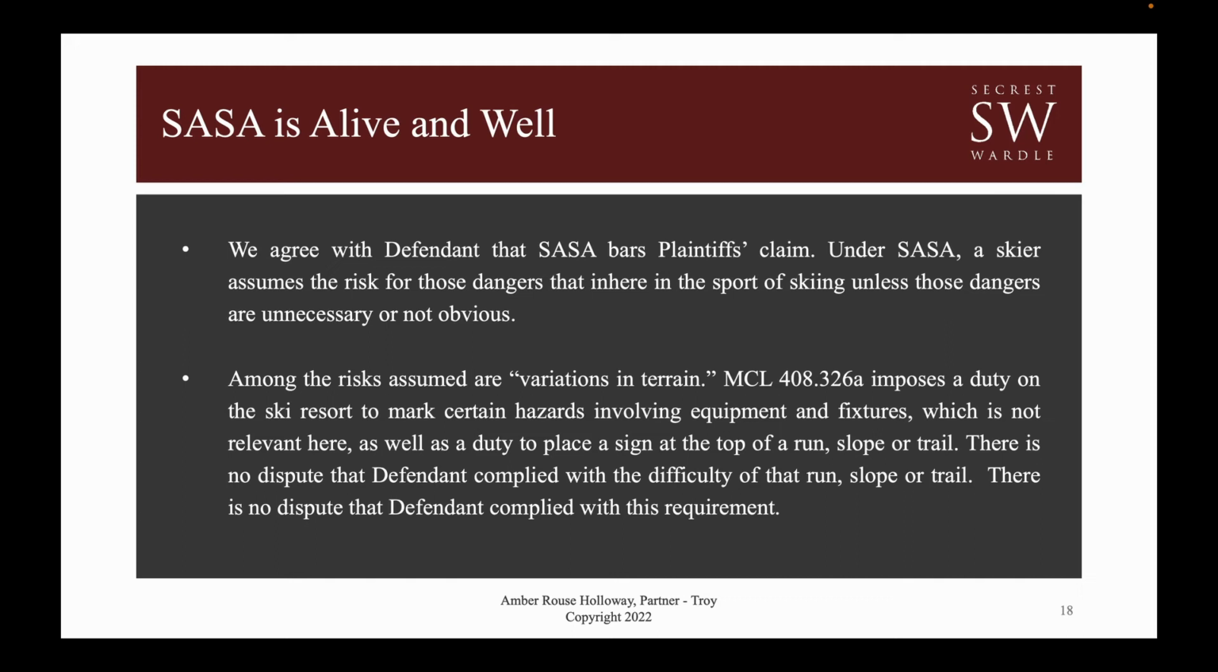Under the SASA, a skier assumes the risk for those dangers, specifically that happened here, that adhere to the sport of skiing unless those dangers are unnecessary and not obvious. Among the risks assumed are variations in terrain, which we talked about earlier, and the statute imposes a duty on the ski resort to mark certain hazards involving equipment and fixtures, which is not relevant here, as well as a duty to place a sign at the top of a run, slope, or trail. In this case, there was no dispute the defendant complied with the difficulty rating of that run, slope, or trail, and there was also no dispute that the defendant complied with this requirement.